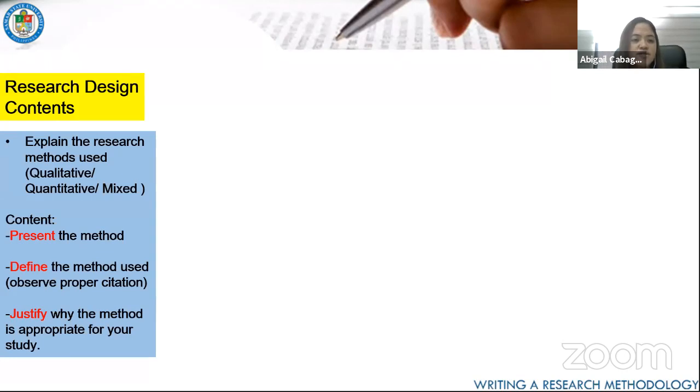And in the research design, you should present the method, and not just present, you also need to define the method used. In defining the methods that you're going to use, of course, you observe proper citation. And then there is a need to really justify why the method is appropriate for your study. I'll give you an example.